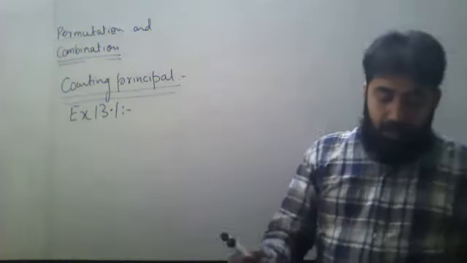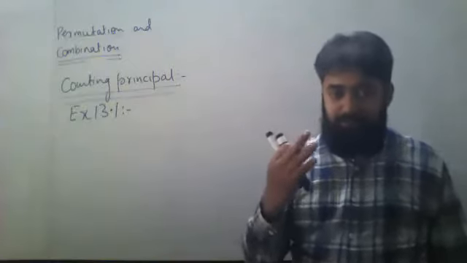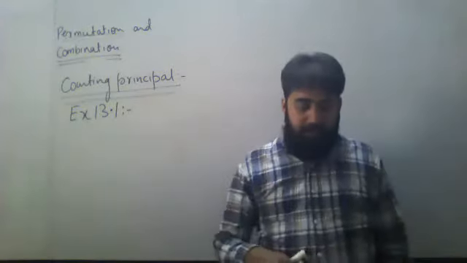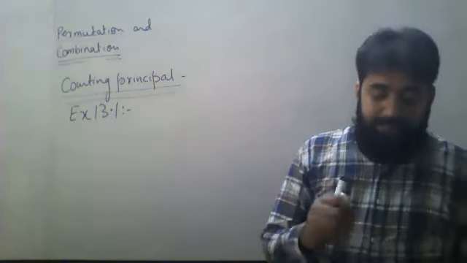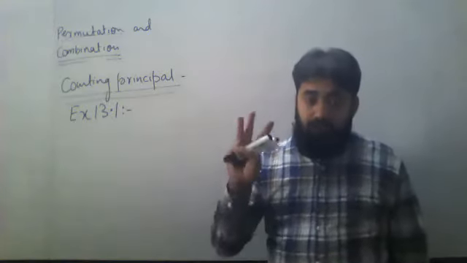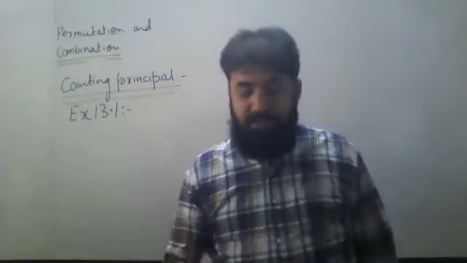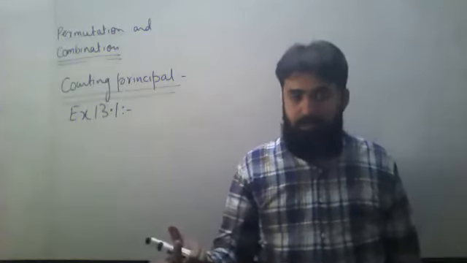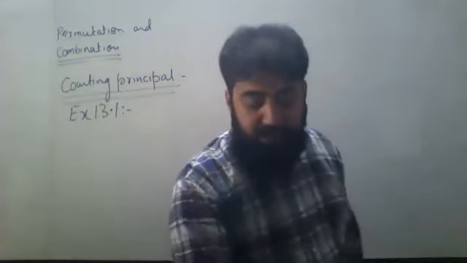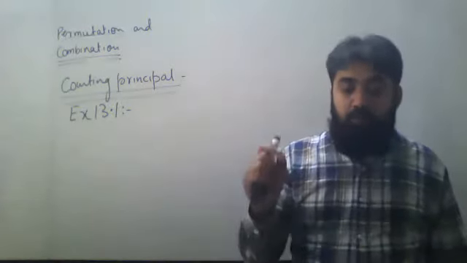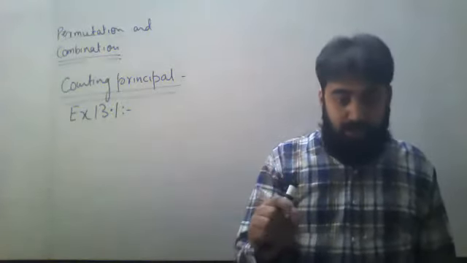Okay, question number 1. Same type of thing which I have just explained to you guys. A coin is tossed 3 times. Each toss results in a head or a tail. Find the number of possible outcomes for the 3 tosses.